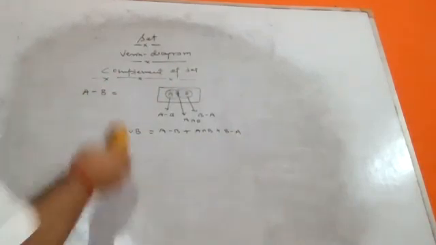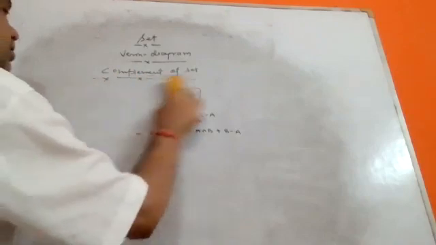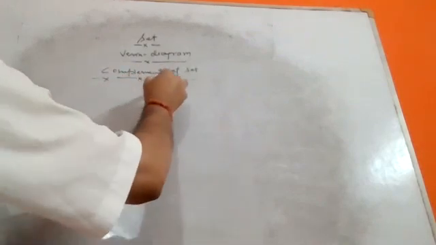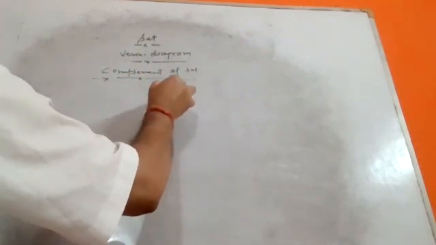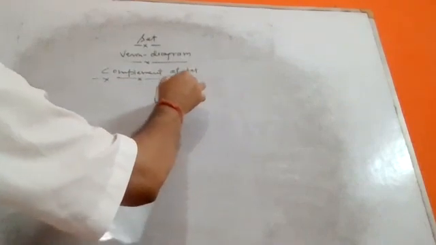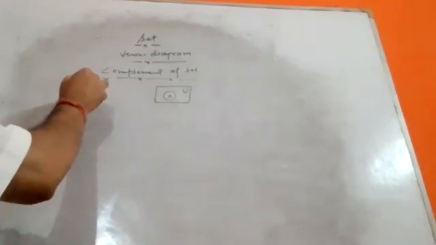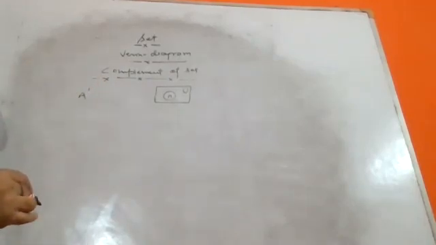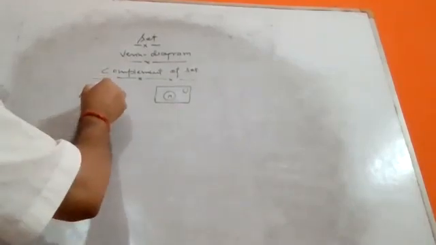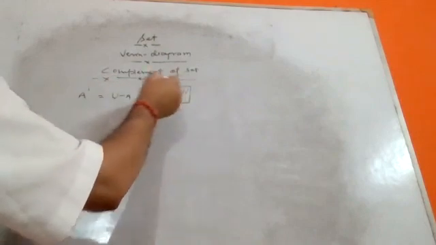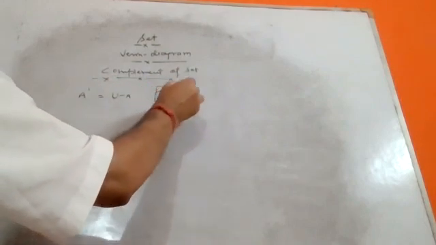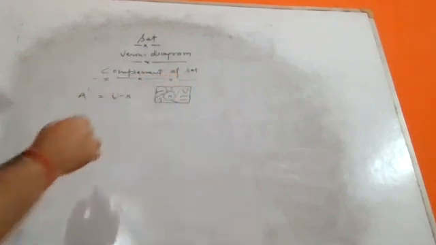Now come to our topic, that is the complement. Now we are going to make the complement of the set. So what is the complement of the set? Suppose here is one single set A, and this is your universal set. The complement of a set is represented as A complement or A dash. This is equal to universal minus A. So this shaded region is known as the complement of A.